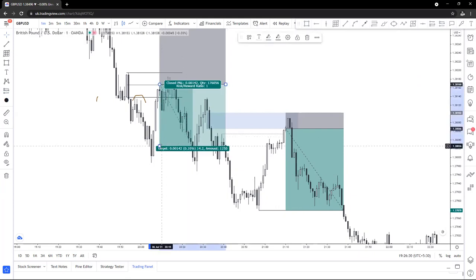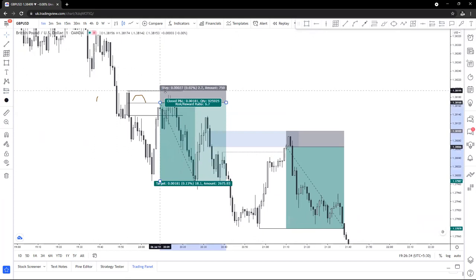What makes this high probable? The inducement. If there is no inducement, we do not trade. The problem comes when there are multiple inducements.